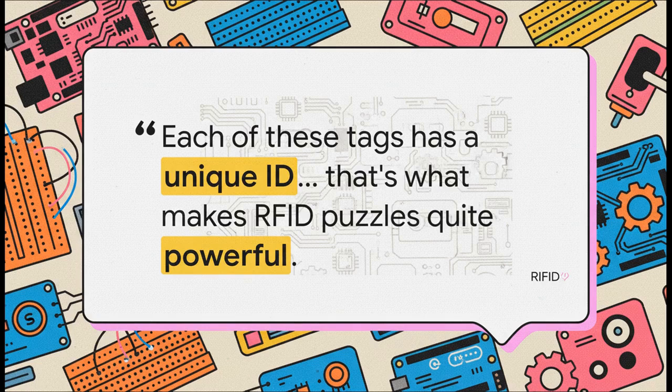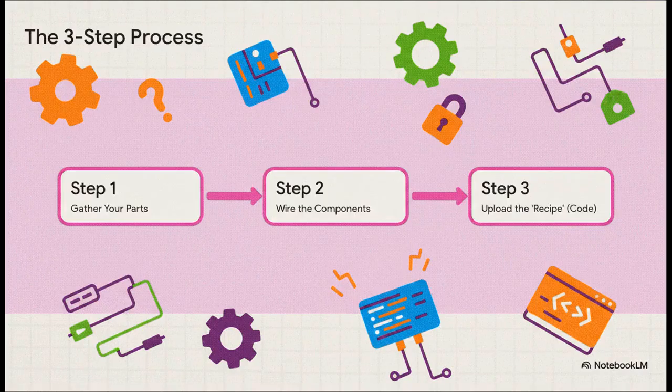But in an RFID tag, each one has its own unique fingerprint, a digital ID. So the sensor doesn't just know an object is there, it knows exactly which object it is. This lets you make puzzles that are super specific and basically foolproof. The whole build process really just boils down to these three simple steps. You get your parts together, you connect a few wires, and you upload the pre-written recipe.